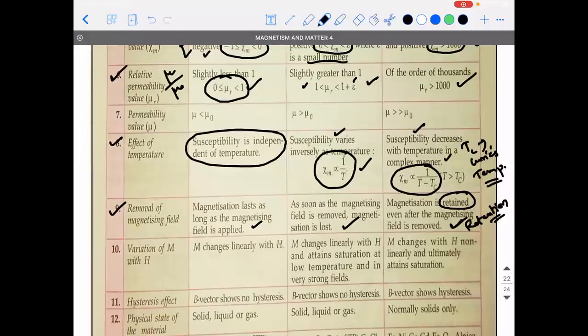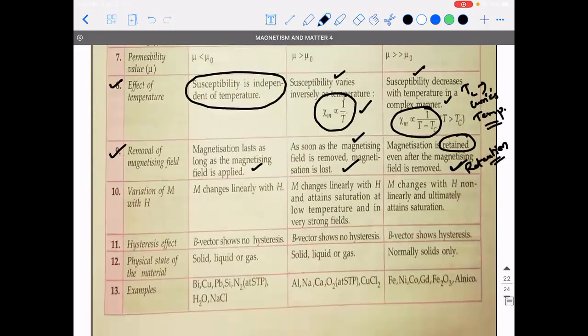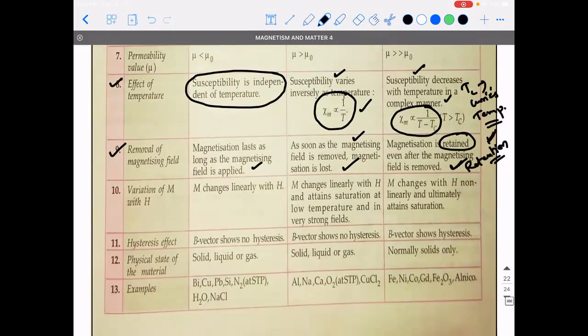It was about the removal of magnetizing field, right? Yes, sir. So when you remove the magnetizing field, what will happen? Diamagnetic substance will lose its magnetism. Then for a paramagnetic substance also the same thing, and a ferromagnetic substance will be able to retain the magnetism, and that's what is called retention. I told you, right? What is retention? We will see it in the subsequent topic.